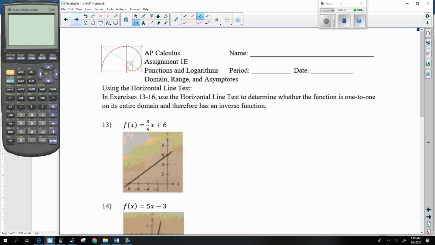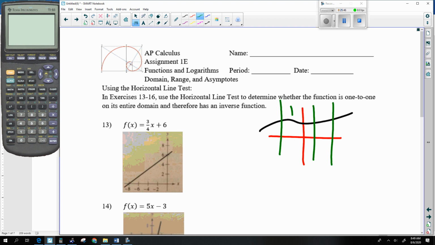Use the horizontal line test to determine if a function is one-to-one on the entire domain, and therefore has an inverse function. You're probably familiar with the vertical line test. What the vertical line test says is this: if I have a random graph of something, is that a function? What you do is the vertical line test. No matter where I draw a vertical line, it only touches the graph at one point, or no points, but it can't touch twice.